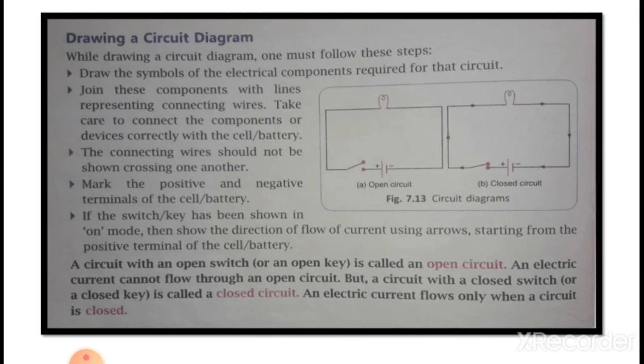So when the circuit is open, when the switch is in the off mode, it is the open circuit. So the current cannot flow through the open circuit. But when the circuit is closed, then it is called the closed circuit. Only in the closed circuit does the current flow. So these are the things that we have to take care of while drawing the circuit diagram.